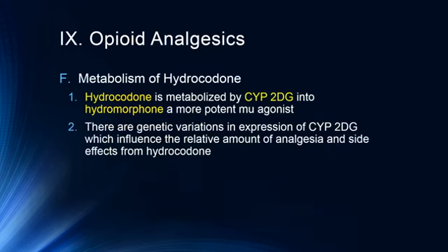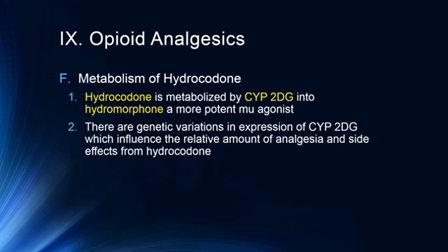So as I was mentioning a moment ago, one of the areas in which we're starting to learn more about how these drugs affect people has to do with the metabolism of hydrocodone. Hydrocodone is metabolized by the cytochrome P2DG enzyme into hydromorphone, which is a more potent mu agonist than is hydrocodone. There are genetic variations in the expression of cytochrome P2DG, which influence the relative amount of analgesia and side effects from hydrocodone. That is, there are 4 different genotypes that we know about.